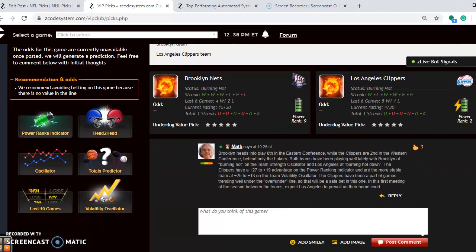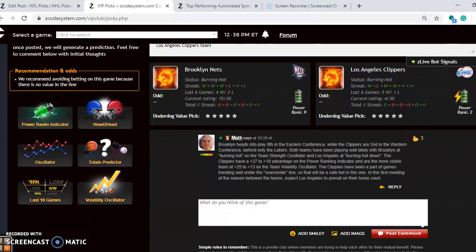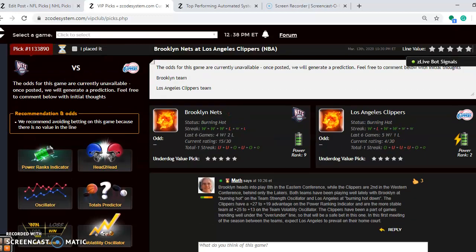So what do I expect overall for this game? There's very little to indicate that the Nets can really hang with the Clippers. They probably can be competitive for a while. The Clippers are a hot team. They're one of the best in the league. They will win this one and keep on the tails of the Lakers in the division.